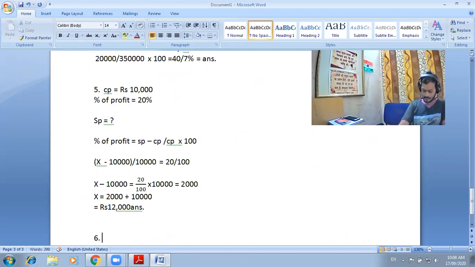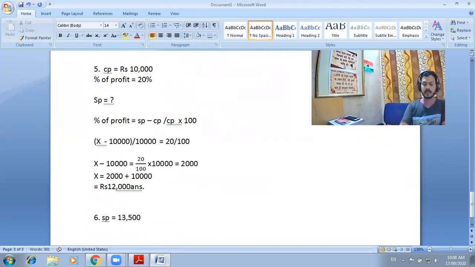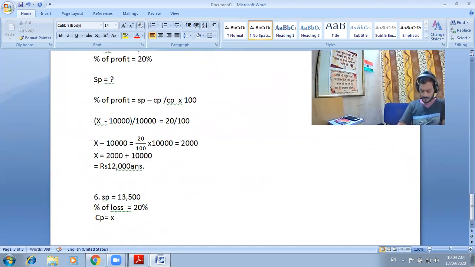What is given? Juhi sells, which means the selling price is given: 13,500. And she has a percentage of loss equal to 20 percent. Calculate the CP. So consider here X rupees. We can consider the CP as X.